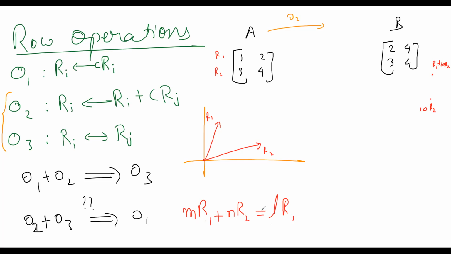Because O2 is like, if we just write the terms of O2 repeatedly, it will somehow look of the form M R1 plus N R2, right? And even if we swap and then again perform O2, then also we will get something M times R1 plus N times R2. That is for sure.